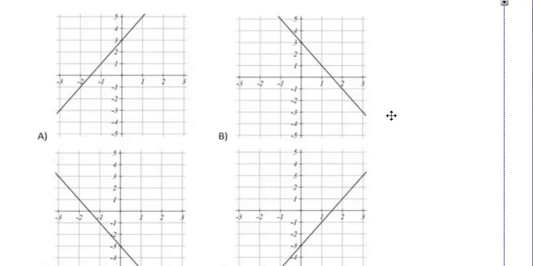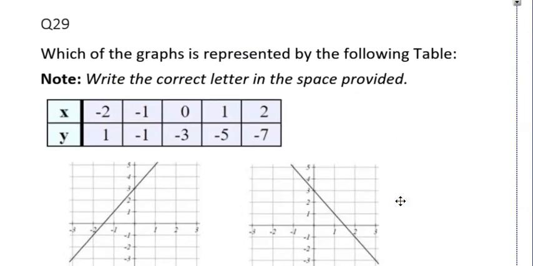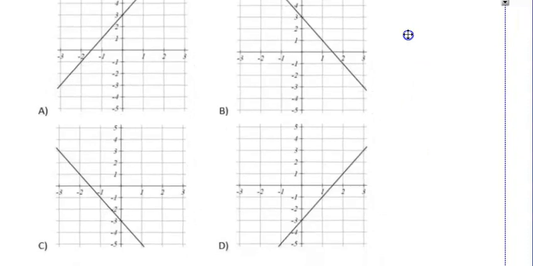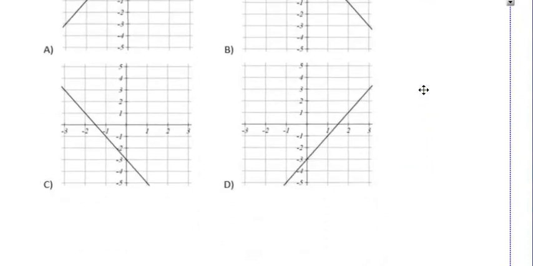Now I have to get another point to see if it belongs here or here. Let's get another point here. -1, -1 is an easy one, right? So let's see which of those two has -1, -1. C, then it's the answer.